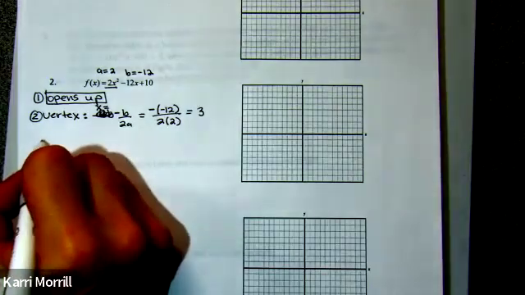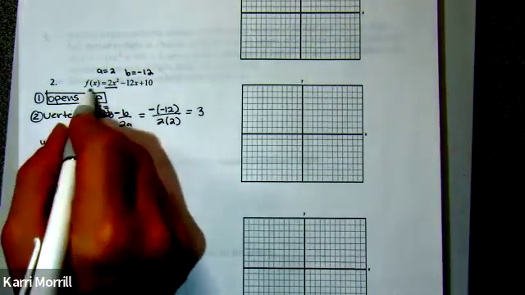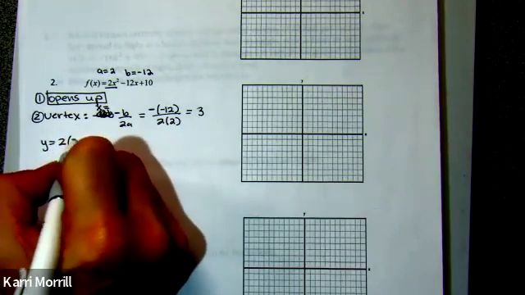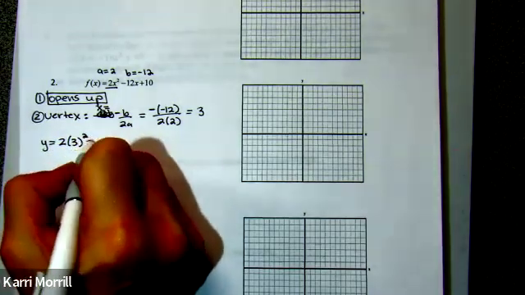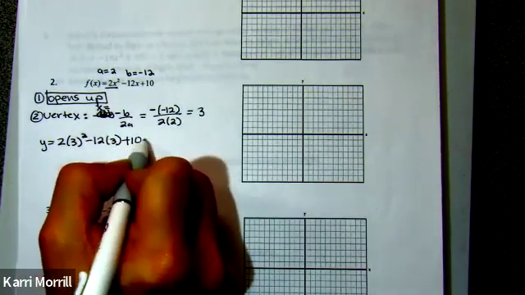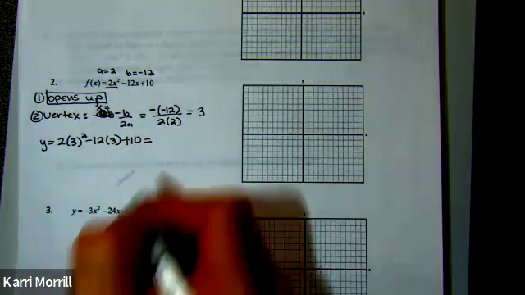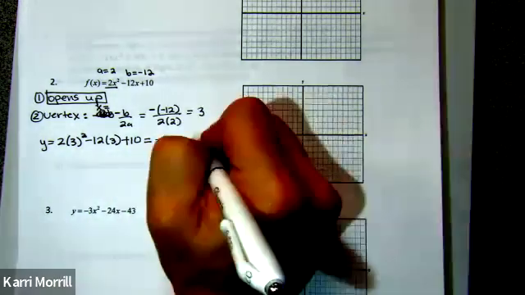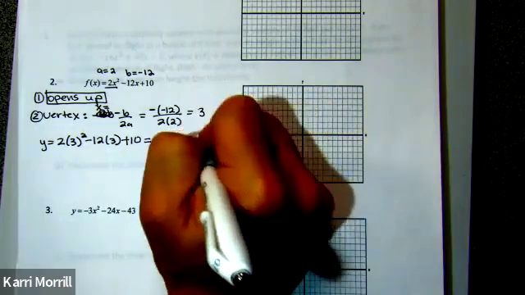To find the y part, you could replace function of x with y. We're taking 2 times, and we're replacing the x's with the 3. And you're going to type that into your calculator. And for time purposes, I've already done it, and it's negative 8. So my vertex is (3, negative 8).